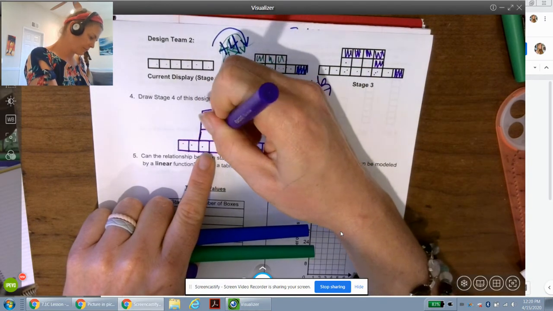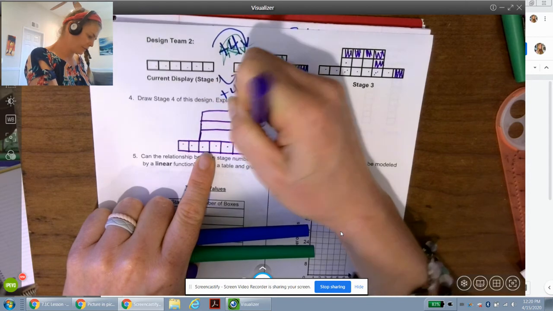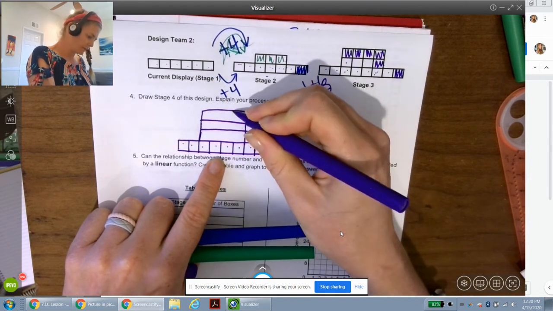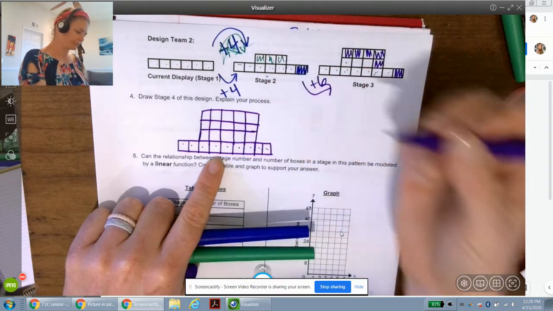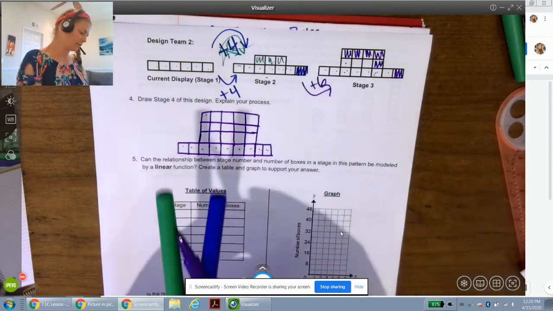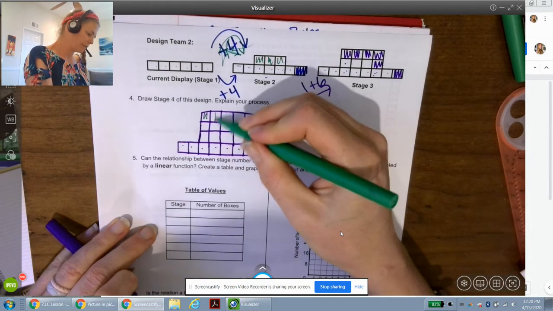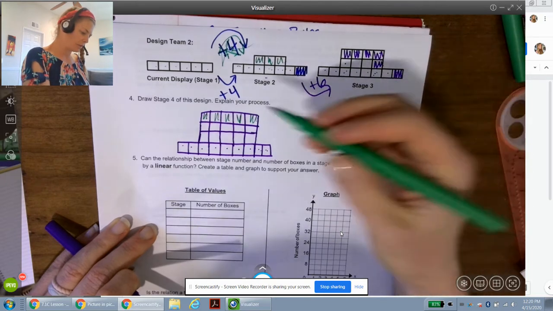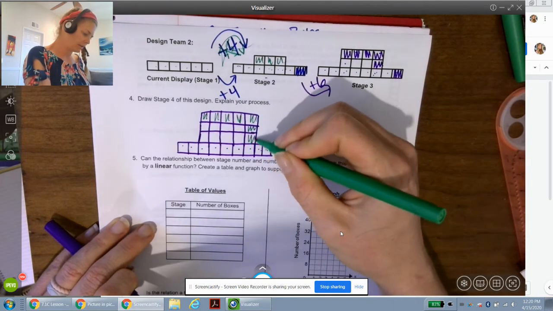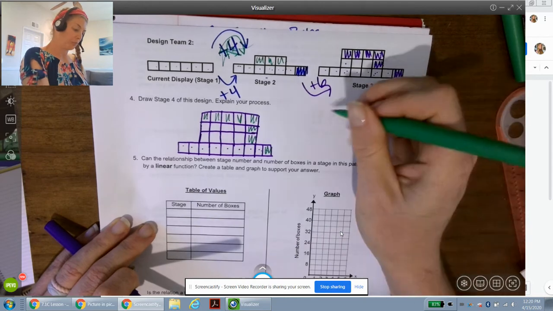1, 2. Maybe your drawing looks better than mine. So we're adding 1, 2, 3, 4, 5, 6, 7, 8.